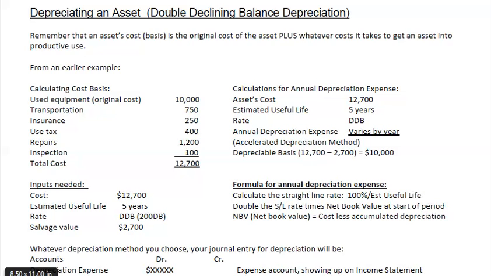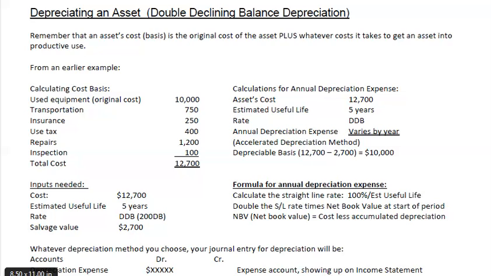Hi, everybody. We're continuing to look at depreciation, and we're going to look at depreciating an asset using the double declining balance method. Sometimes the textbooks say declining balance method, but it's really the double declining balance method because, as we're going to see, it's at double the straight line rate.